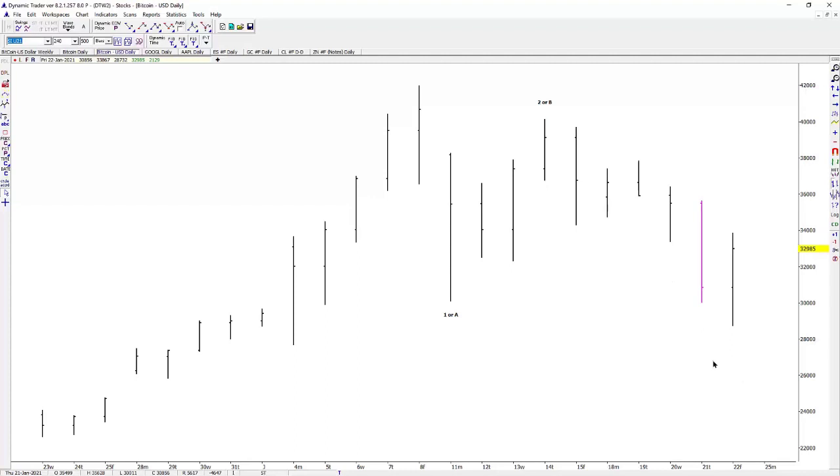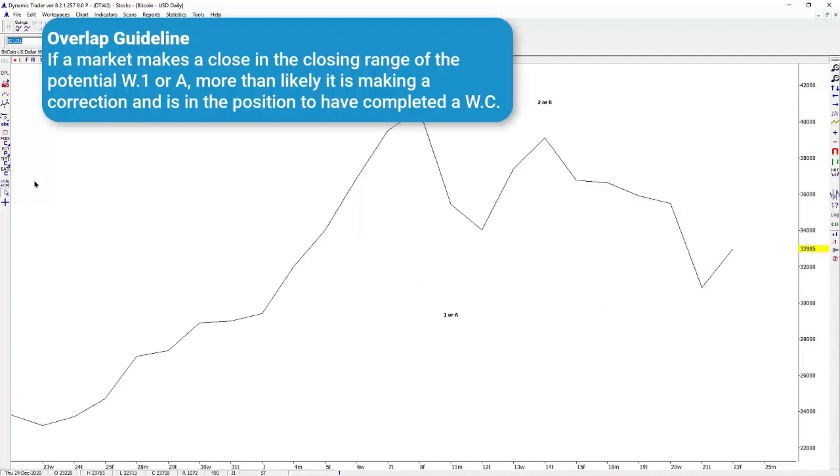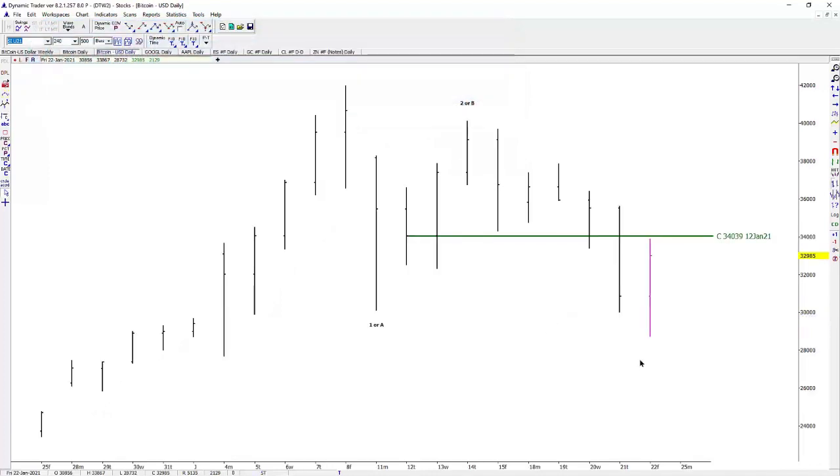That's why this overlap rule is so helpful. And I should say overlap guideline, in that if the market comes up and trades into the range of this decline, then more than likely this is an A, B, and C. And if it trades above this high, that confirms that it's an A, B, and C. So let's put our closing low close on there, a horizontal line across it. If this market were to close above this close, more than likely it's making a correction, and it would have been in a position to have completed a wave C.